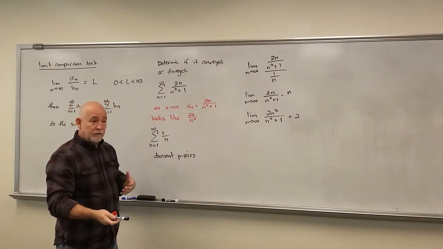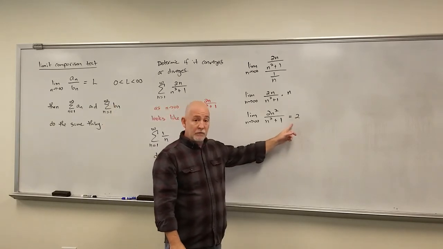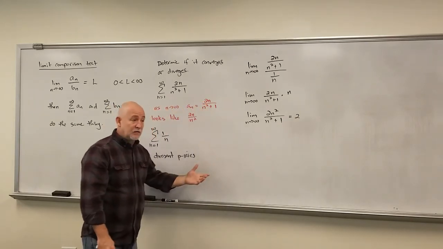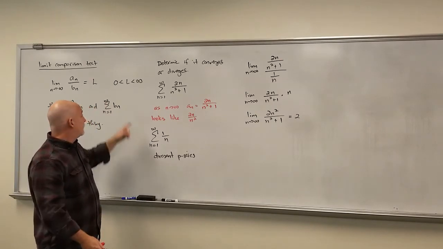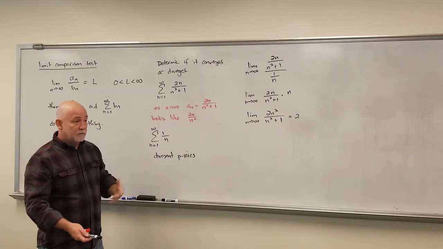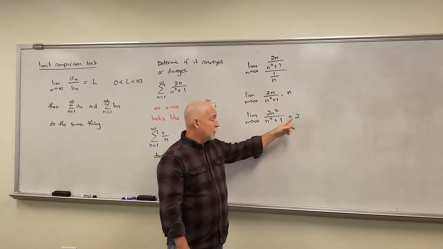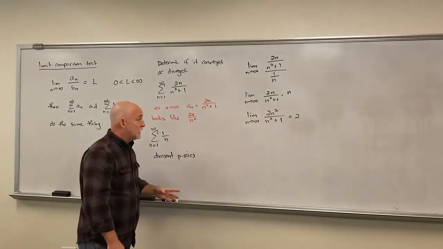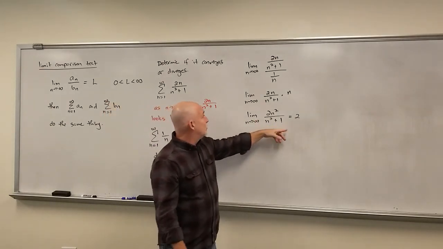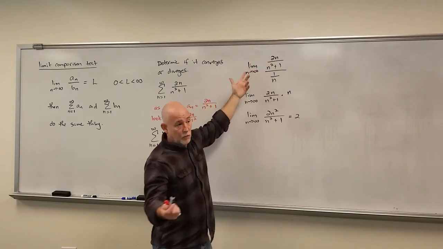So whatever one series is doing, the other one is also doing, because we got a finite number between 0 and infinity. Again, if we would have got 0 or infinity, either one of those two, that means we chose something poorly to compare it to. We got to pick something else. However, we did get a number between 0 and infinity, so that means these things are doing the same thing. And in this case, since we got a 2, that means this one is actually doing it twice as fast as this one, whatever it's doing.